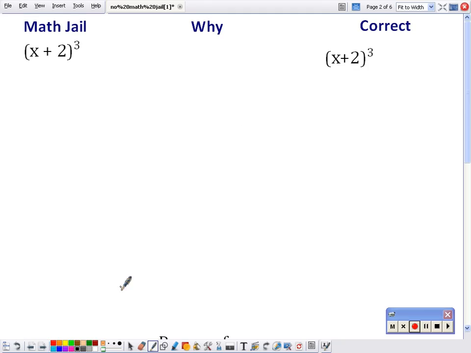Another thing students have been doing that lands them in math jail, because it is illegal in algebra, is that when they have a quantity raised to a power, they distribute the power to each term in the quantity. For example, if I have x plus 2 cubed, what you do not want to do is do x cubed plus 2 cubed and get x cubed plus 8. This is bad. This will land you in math jail.